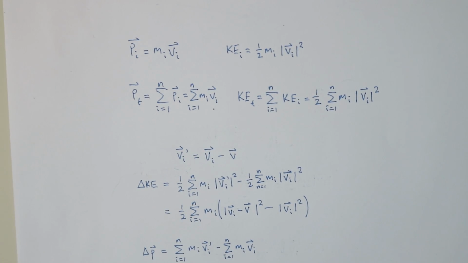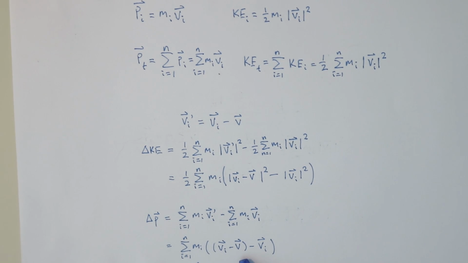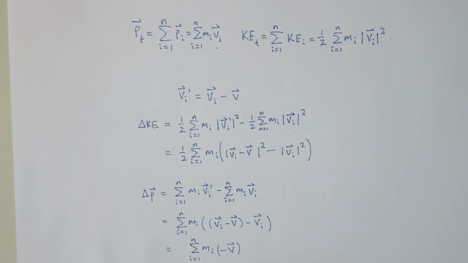This is because to calculate momentum, all you need is a simple multiplication. So in this case, the total change in momentum is the sum of all the final momentums minus the sum of all the initial momentums. And since this vi prime can be expanded out into vi minus v, you can then just do the subtraction inside the sum, ending up with the sum of all the masses times negative v. And v in this case, of course, is the velocity of the observer.